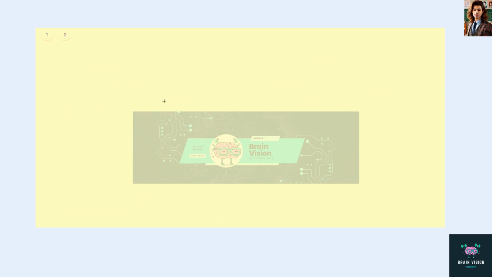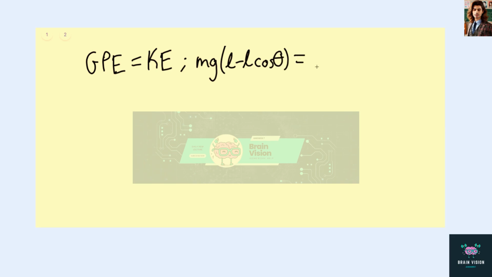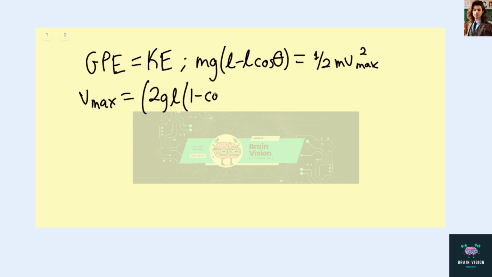Now for part B, they're asking us for the maximum velocity. So we know that initially we only have gravitational potential energy, and this is all going to be converted into kinetic energy. So we can say that mgh, where h equals L minus L cosine of theta, is going to equal half m v max squared. So we can say that v max is going to be equal to (2gL(1 minus cosine of theta)) to the 1/2 power.